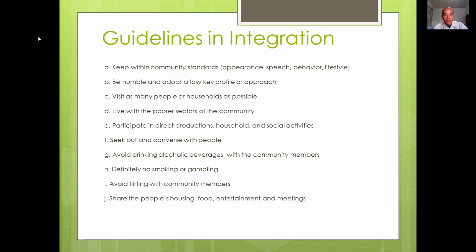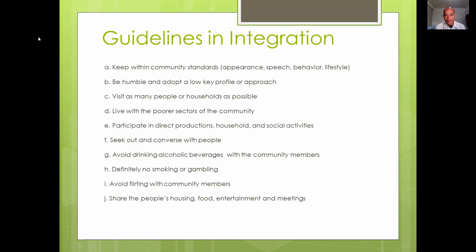Live with the poorer sectors of the community, because most of those in the poor sector are the ones who really need your service. They are the ones who have the most needs. They are the ones who need the health services that you are giving.